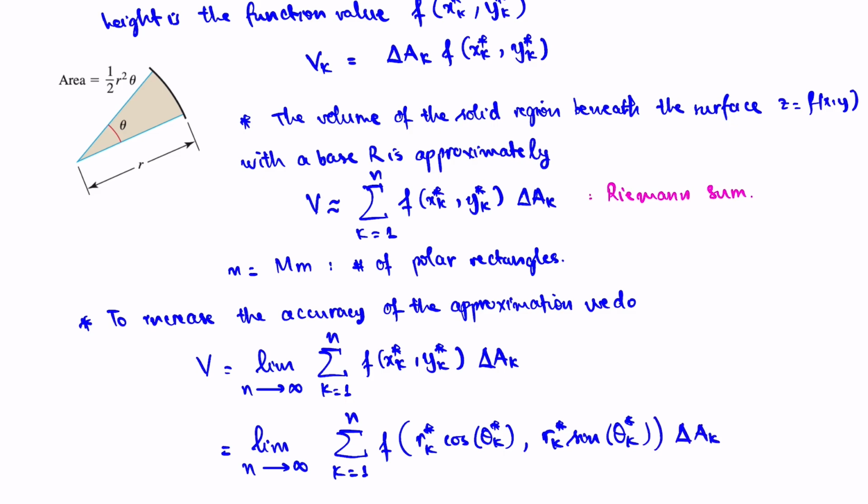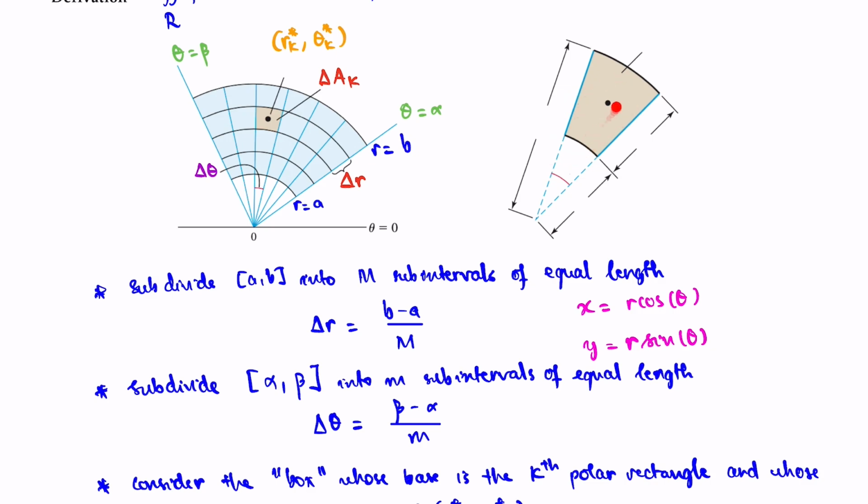Now the next step is to express delta A_k in terms of delta r and delta theta. This figure shows the kth polar rectangle with an area of delta A_k. The point under consideration in this case is no longer (x_k, y_k). Now we have the point r_k star and theta_k star. The idea is to calculate this delta A_k in terms of delta r and delta theta. So this arc is delta theta, and this ray represents the length delta r.